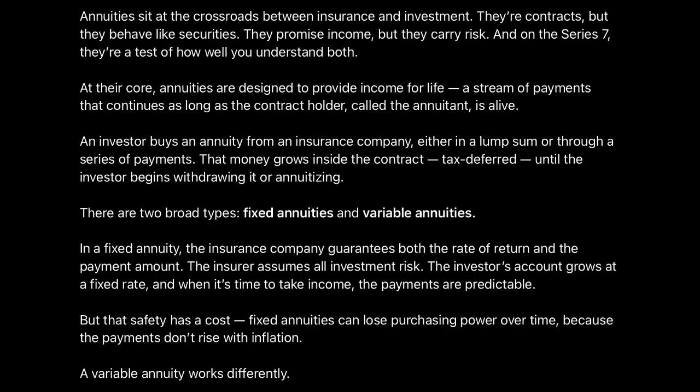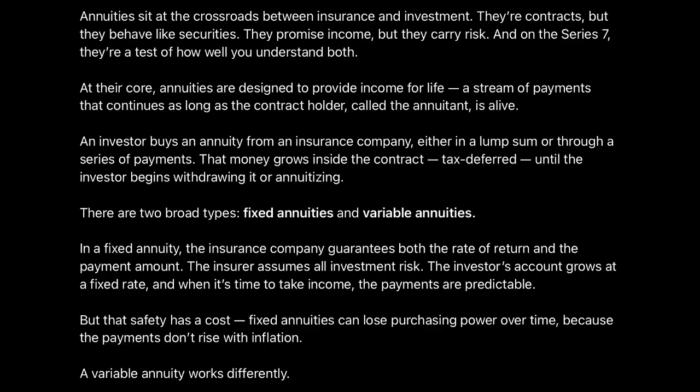At their core, annuities are designed to provide income for life, a stream of payments that continues as long as the contract holder, called the annuitant, is alive. An investor buys an annuity from an insurance company, either in a lump sum or through a series of payments. That money grows inside the contract, tax deferred, until the investor begins withdrawing it or annuitizing. There are two broad types: fixed annuities and variable annuities.